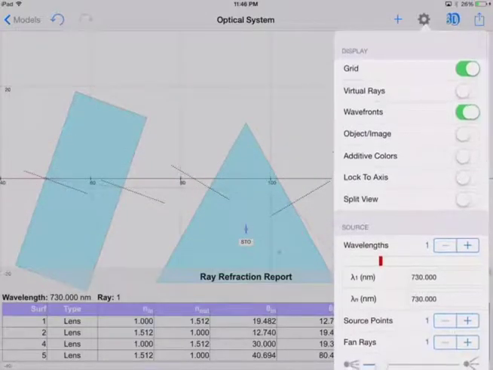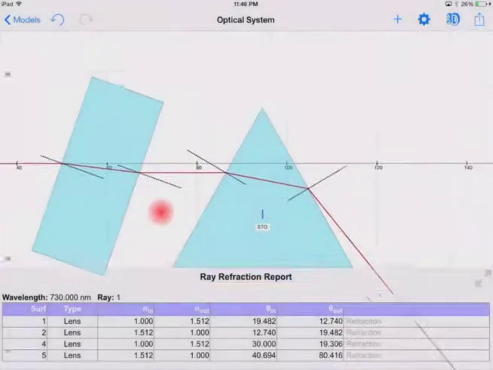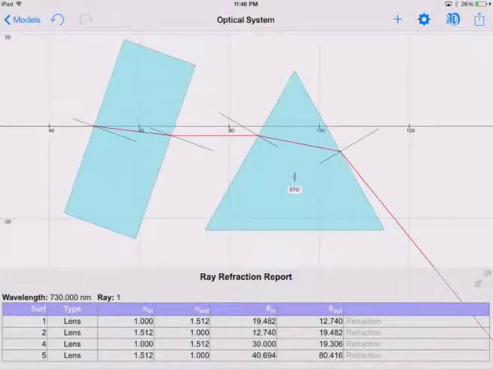And let's get rid of this wavefront option. So now the application is showing the surface normals where the ray hits any of the surfaces. And in the report, we can see the index of refraction before the surface and after the surface, as well as the angle of incidence and the angle of the output. So on surface 1 here, you can see that we are going from index of 1 to index of 1.5, and the input angle was 19.4 degrees and the output angle was 12.7.